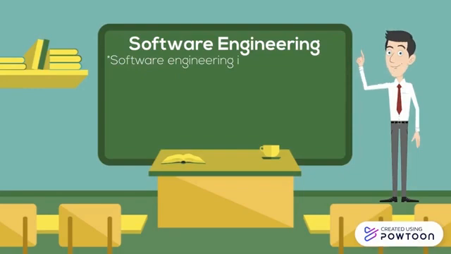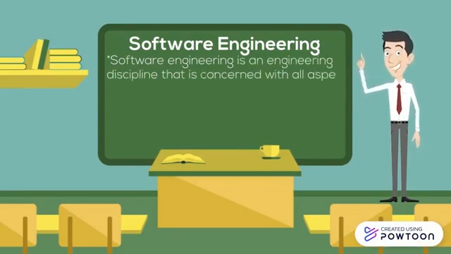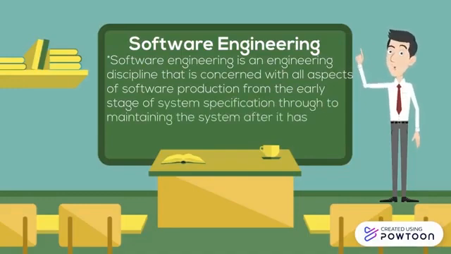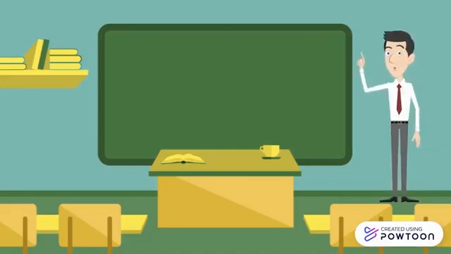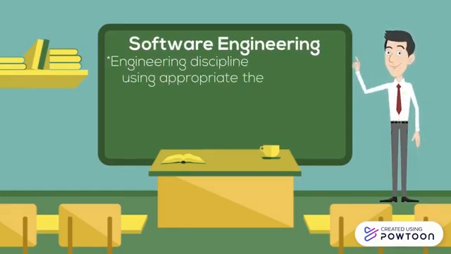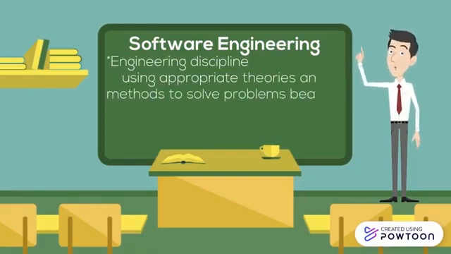Software engineering is an engineering discipline that is concerned with all aspects of software production, from the early stages of system specification through to maintaining the system after it has gone into use. It is an engineering discipline using appropriate theories and methods to solve problems, bearing in mind organizational and financial constraints.